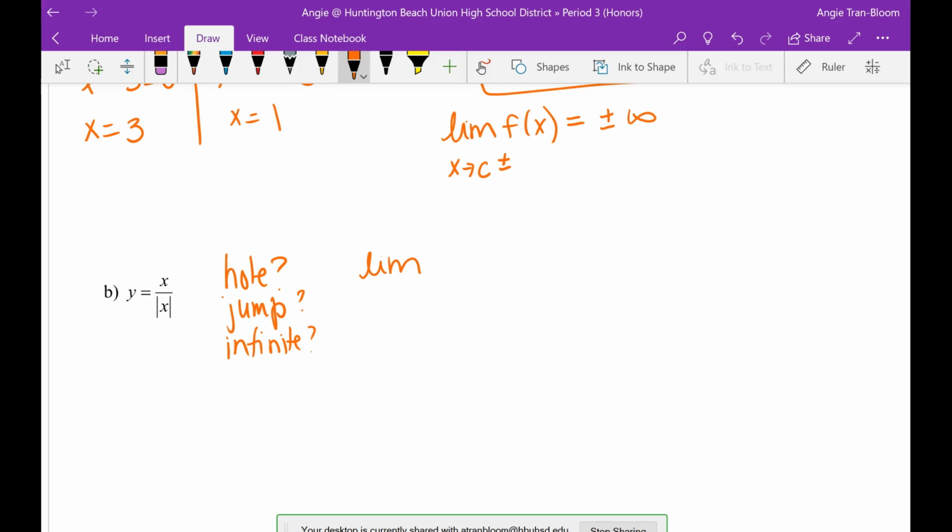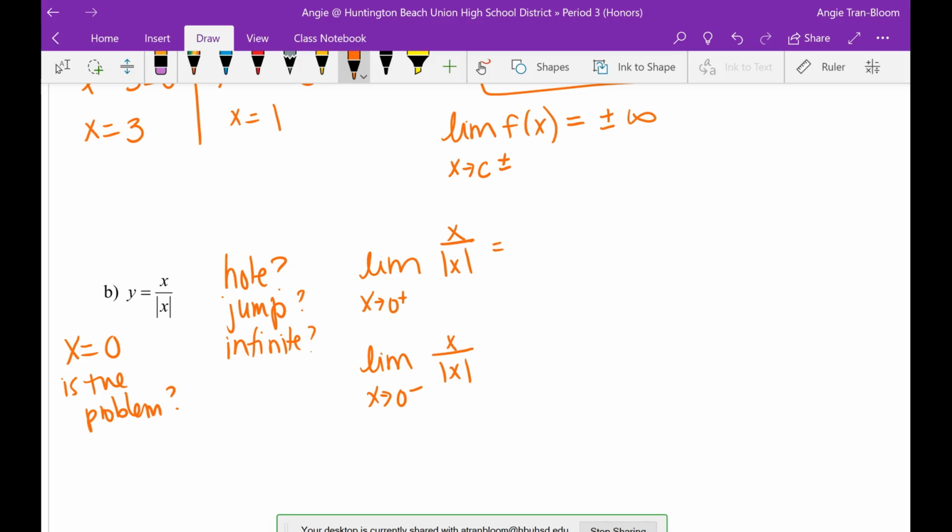Okay. Shh. Where is the x location in question? X equals 0 is the problem. Would you agree? Okay. We are going to find the limit as x approaches 0 from the right, and the limit as x approaches 0 from the left, of this function. So this function is x divided by absolute value of x.